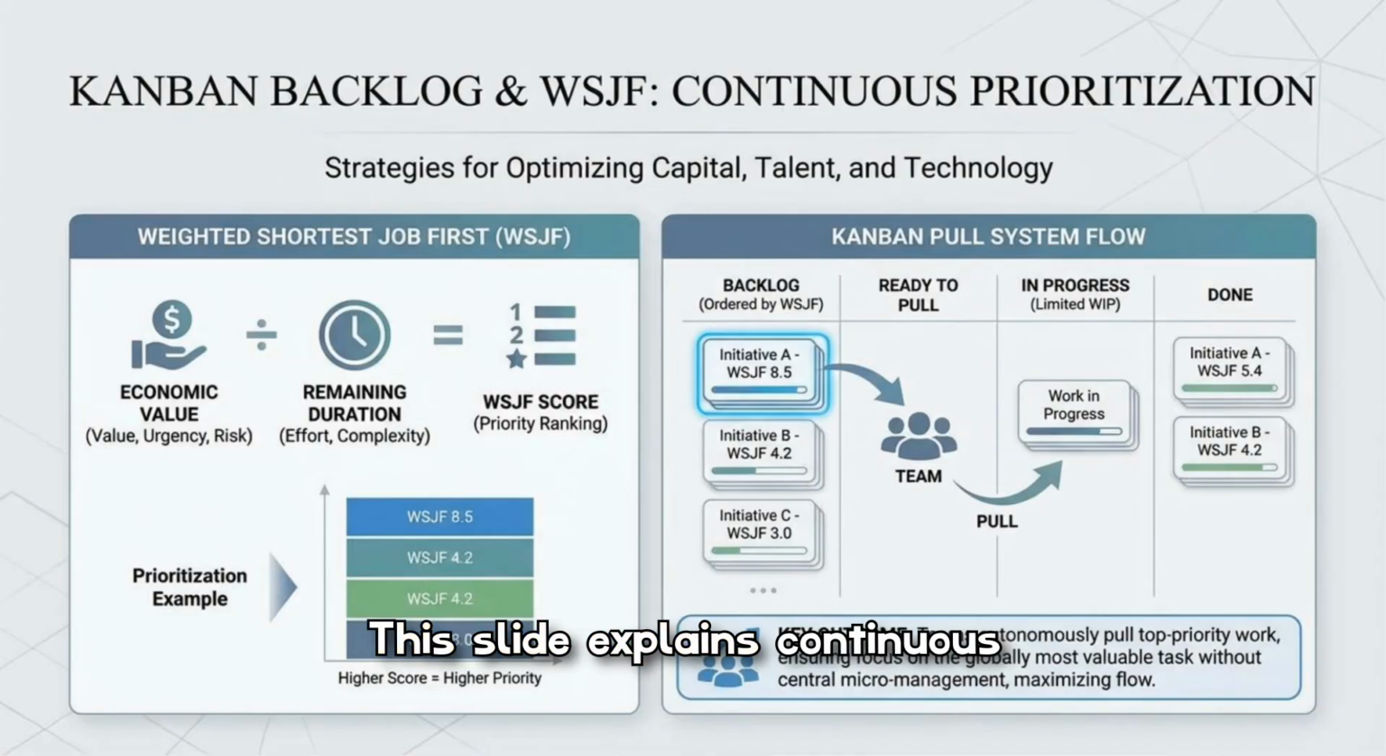This slide explains continuous prioritization using WSJF and a Kanban pull system. WSJF scores divide economic value by estimated duration to rank work, while the Kanban flow lets teams autonomously pull the highest-ranked item from the backlog. The combined effect is sharper focus on high-value tasks, reduced handoffs, and minimized micromanagement, so teams deliver the most important outcomes faster and more predictably.